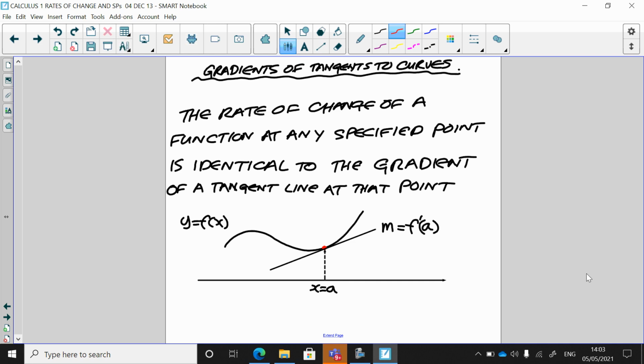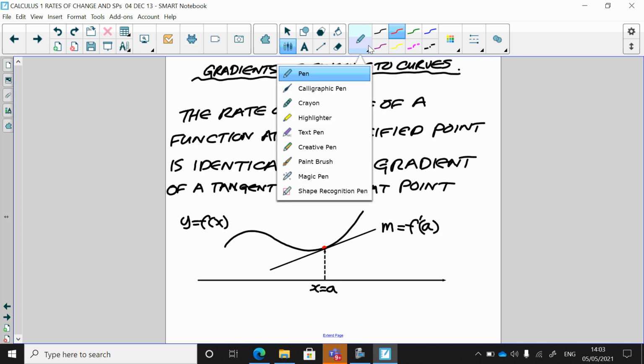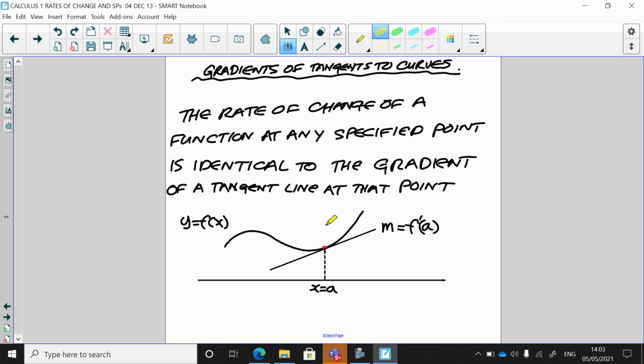What we're actually looking at here is a line and a curve, and they share the same x value, where the line is tangent to the curve. So locally, we've got a tangent there to the curve.